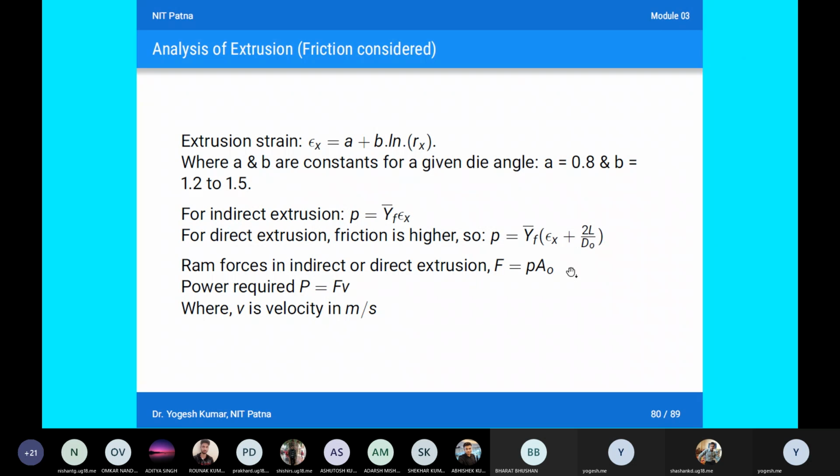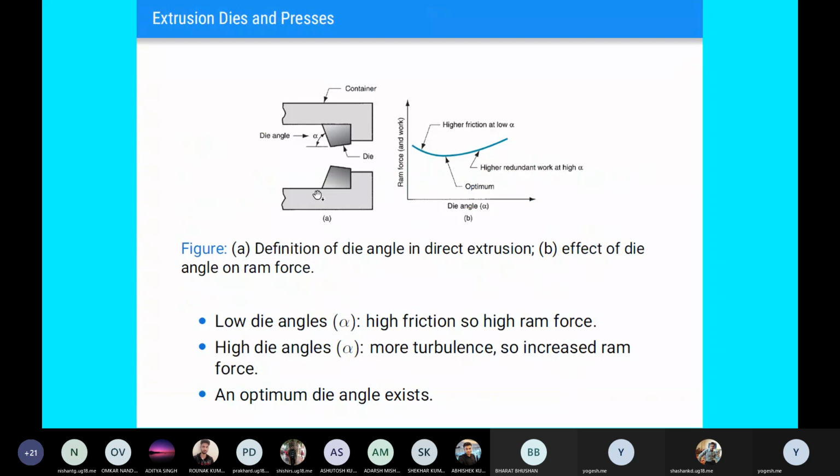Suppose V is the ram velocity, then this is how the power requirement is calculated: capital P is equal to F times V, where V is your ram velocity and F is your ram force. This is how the pressure, force or power requirement are calculated in the case of extrusion processes.